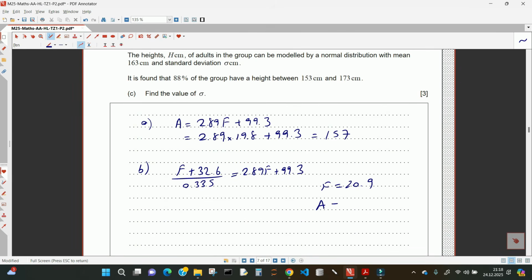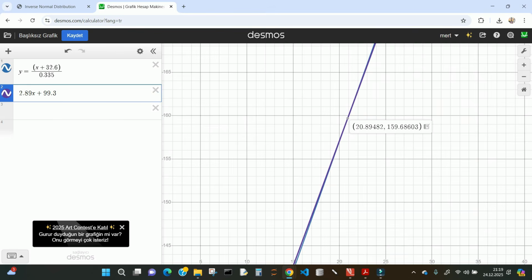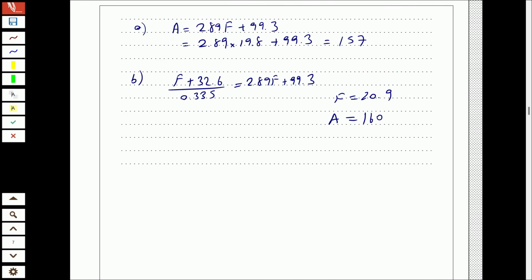And the arm span, the mean of arm span, will be the second one, 159.7 or 160, you can say. But you need to write from where you found these values.